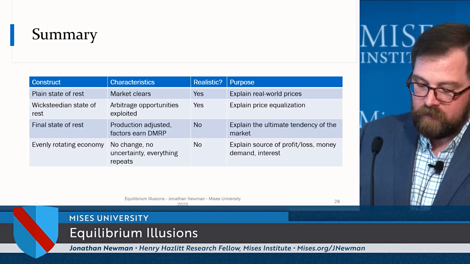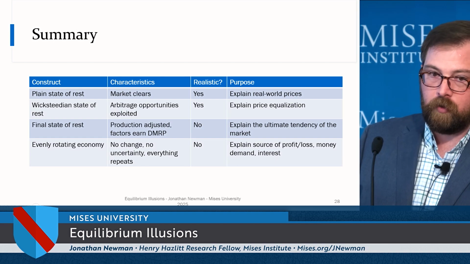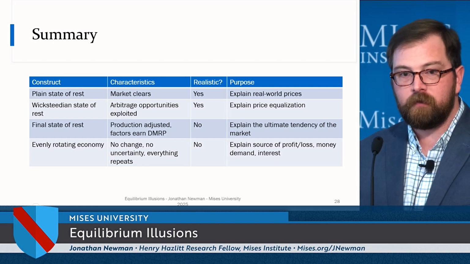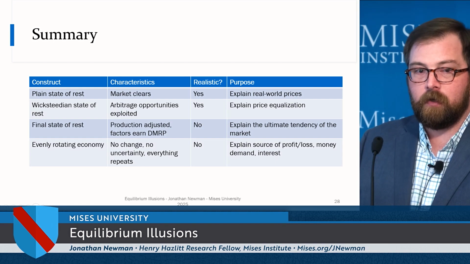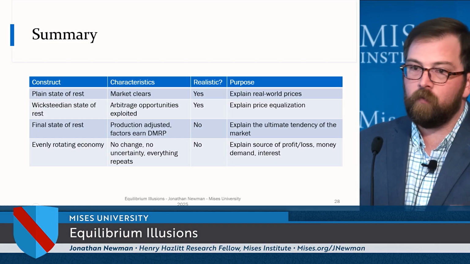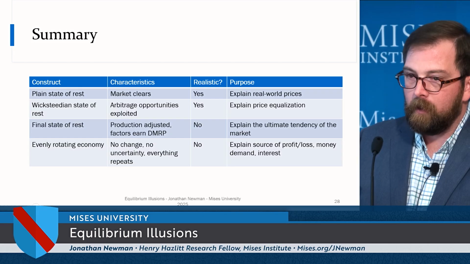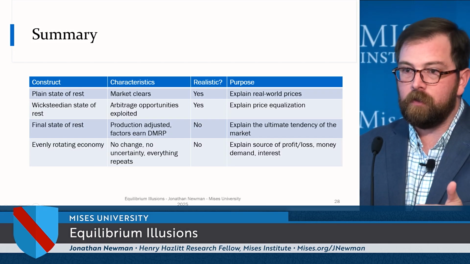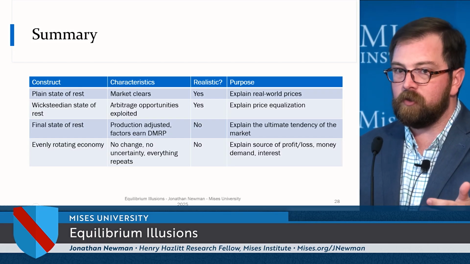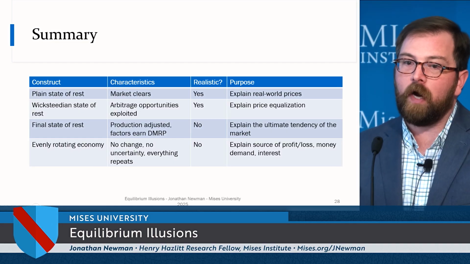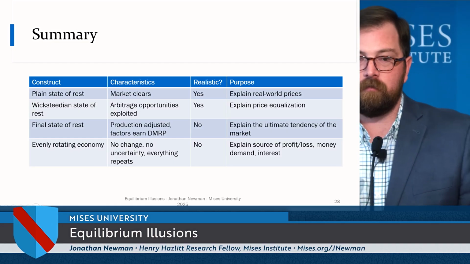Okay, what about the FSR? Here, this is where we talk about production adjustments. We talk about factors earning their discounted marginal revenue product. Not realistic, but still helpful to explain the tendency of the market. And so that's why we can use it. It's not something that's achieved, but it helps us explain why producers change production the way that they do.